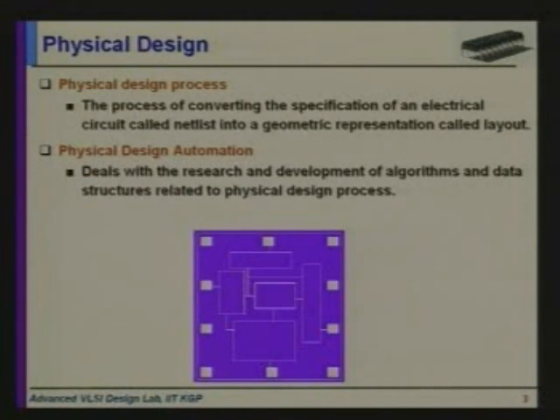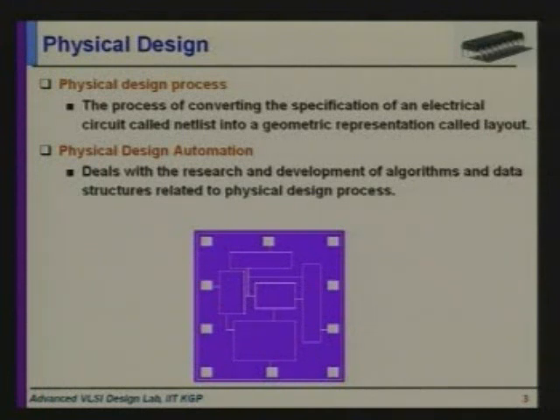So the physical design process is the process of converting a specification of an electrical circuit in the form of a netlist, which I just defined, into a geometrical representation called layout. It looks like this. What is physical design automation? It is the research and development of algorithms and data structures related to physical design.